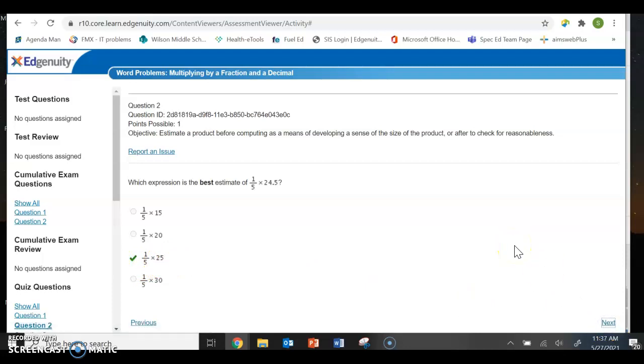Here's another type of question that's also like that. Which expression is the best estimate of 1/5 times 24.5? They want you to take 24.5 and round it to a whole number. The closest whole number to 24.5 would be 25. 24.5 rounds up to the whole number of 25. So when it says best estimate, they want you to pick the answer that is closest to what is given.